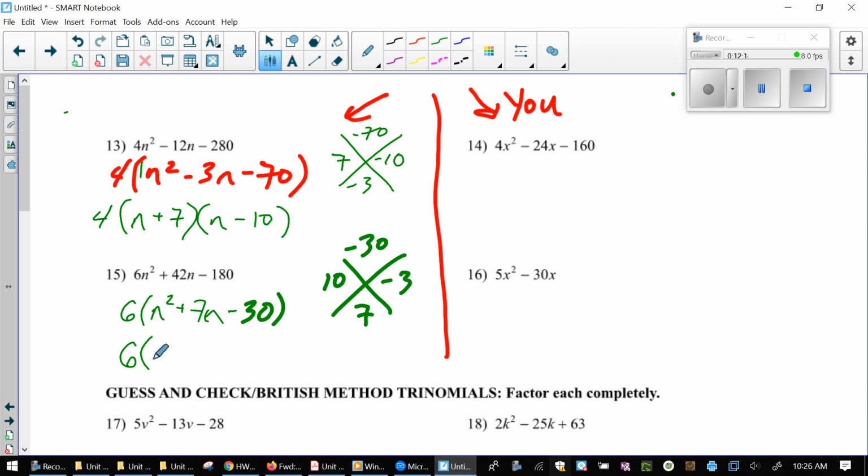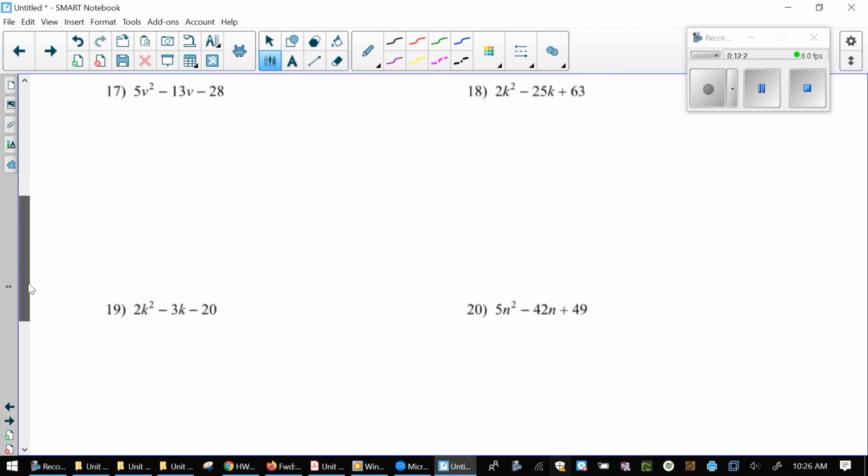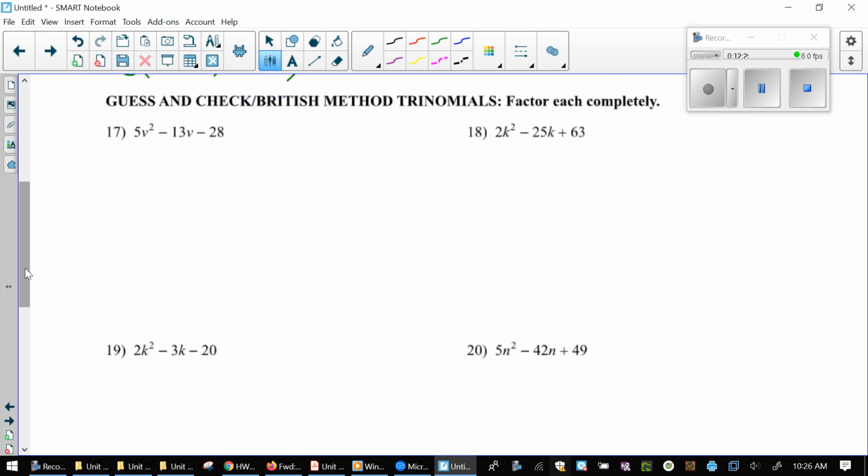Alright, we're back, and I think our pen's going to be working a little nicer now. 6. Don't forget about that. And then we have n plus 10 and n minus 3. And there we have it. Alright, we're getting close, guys.